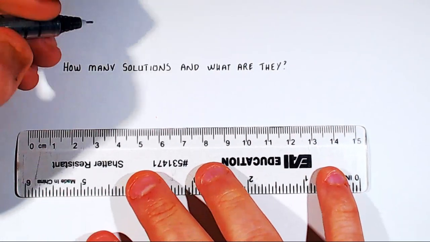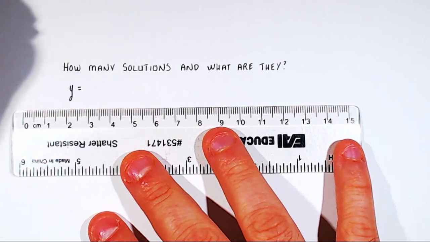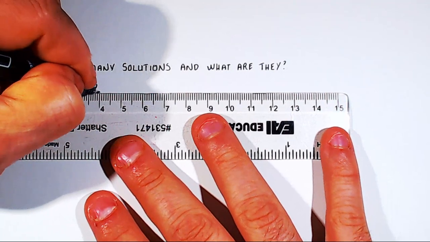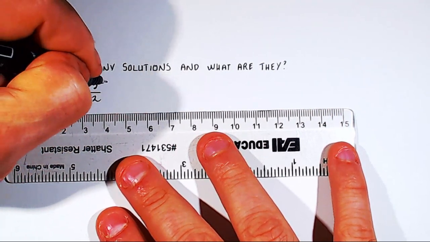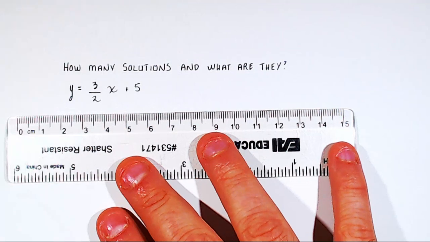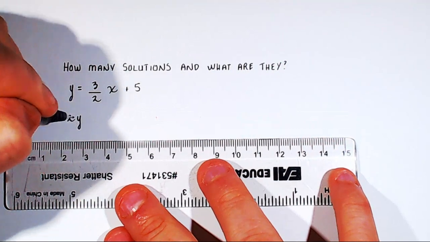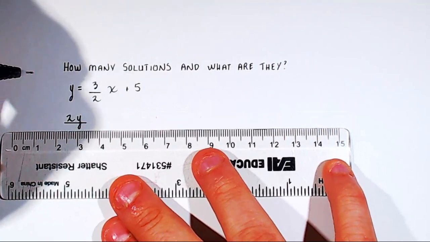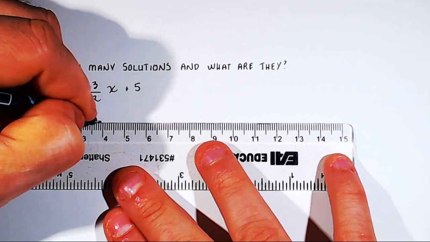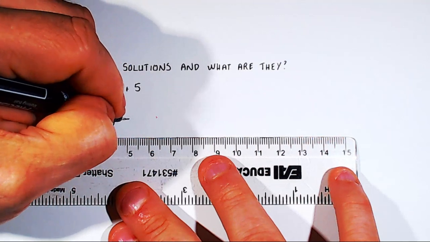And the equations that we're given are y equals 3 over 2x plus 5. And then we were also given 2y over 3 minus 5 equals x.